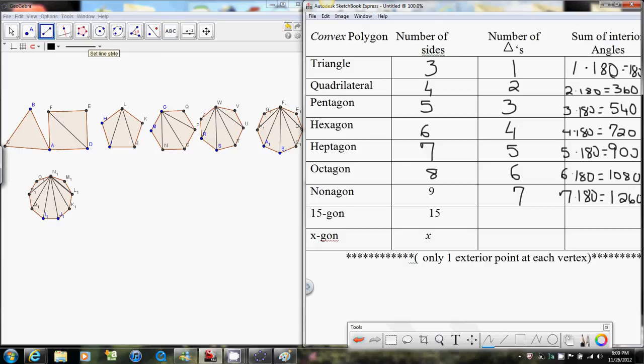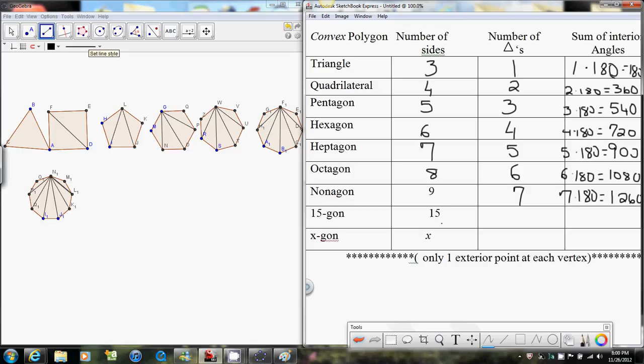Now, I'm not going to be repeating the process, so I'm going to see if I can find a pattern here. I'm going to compare the number of sides of each polygon with the number of triangles created. If you notice, a triangle has 3 sides, 1 triangle created. A quadrilateral has 4 sides, 2 triangles created. A pentagon has 5 sides, 3 triangles were created. If I compare the number of sides column with the number of triangles column, I notice that the number of triangles formed is 2 less than the number of sides of the polygon.